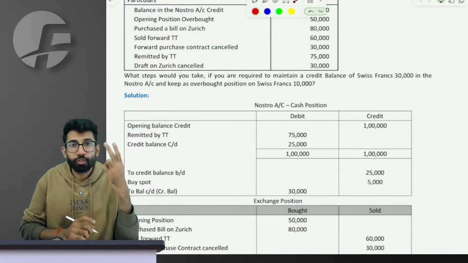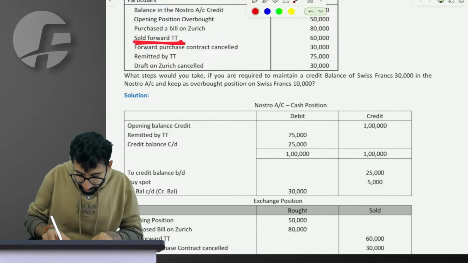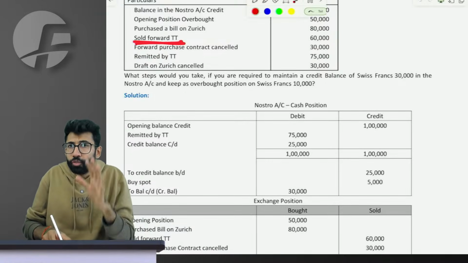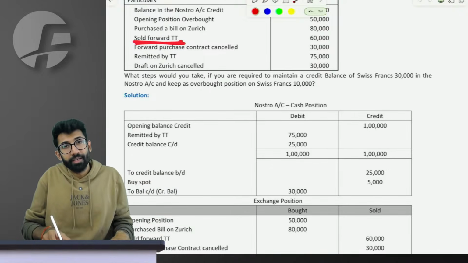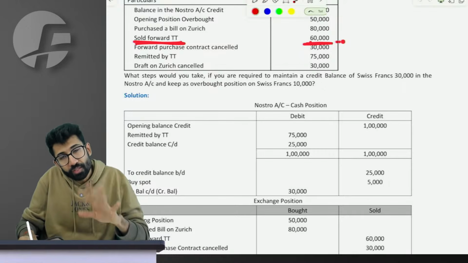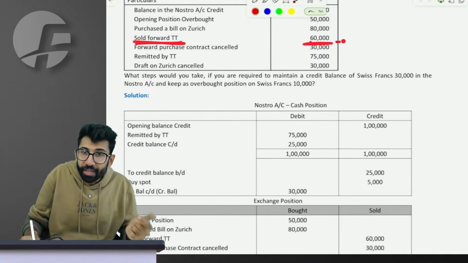Let me show you first of all two to three easiest transactions. The first easy transaction is sold forward telegraphic transfer. When you sell to someone under a forward contract, how many Swiss franc? 60,000. Has the Swiss franc gone out of you yet? No. Has the delivery happened? No.